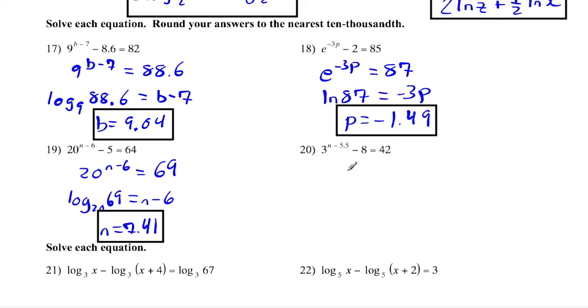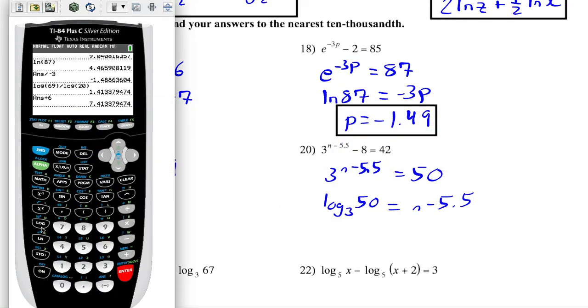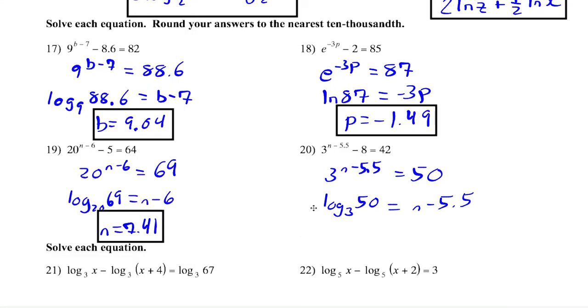Next up, we add 8. So we get 3 to the n minus 5.5 is equal to 50. We're going to take the log base 3 of 50 is equal to n minus 5.5. So yet again, we do the log of 50 divided by the log of 3. And we are going to add 5.5 to get 9.06.